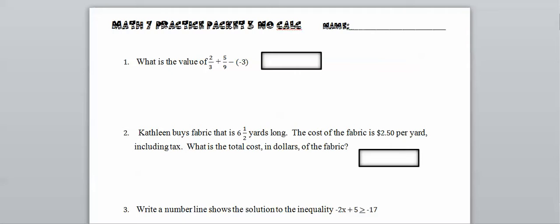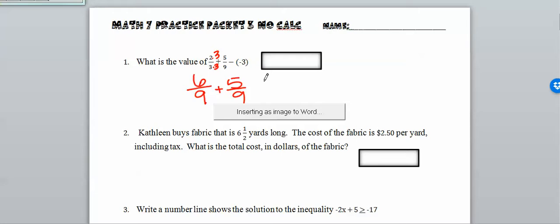Okay, so we want to figure out what the value is of 4/3 plus 5/9, and then we're taking away a -3. Our first step on this one is to make common denominators. When we make our common denominators, we need to make the 3 and the 9 the exact same number by finding their multiples. So 3 times 3 gives me 9, so I can make the bottom number into a 9 by multiplying by 3, and the top number, the numerator, into a 6. So I get 6/9 plus 5/9, and that gives me 11/9.